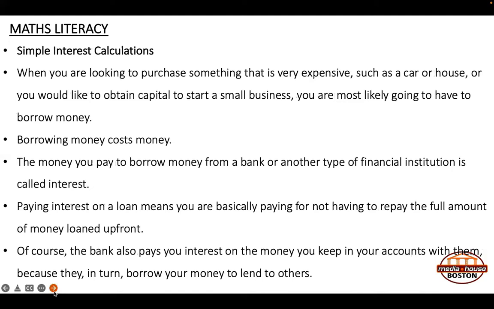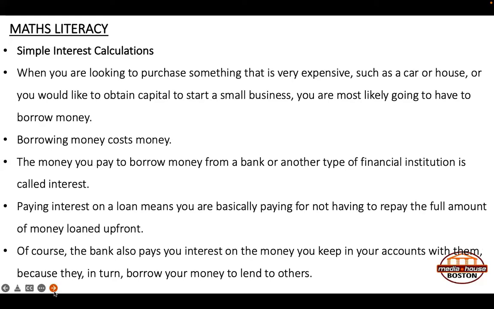So when you are looking to purchase something that is very expensive, such as a car or house, or you would like to obtain capital to start a business, you are most likely going to have to borrow money. Okay, yes. So now borrowing costs money, because remember, whoever is lending you money, they could have taken that money and put it into any kind of account with the bank or other financial institutions, and it would be earning interest over time. So now they are charging you for lending you that money.